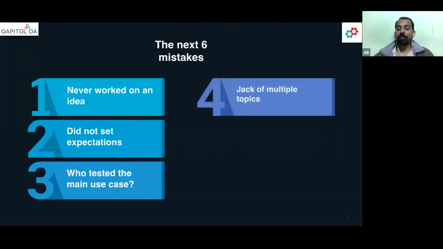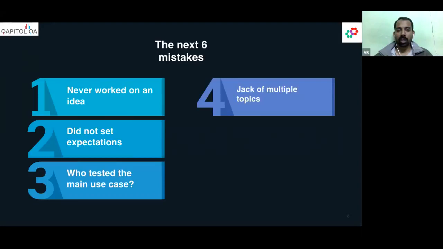Next, jack of multiple topics. I consider it as a mistake. For example, you can talk on any topic in software testing with me, and I could engage you in a discussion for like 15-20 minutes. Okay, now give me the same topic and ask me to present for 2 hours. Now I would go blank after half an hour, right? Why? Because that's where my depth of the topic ended.